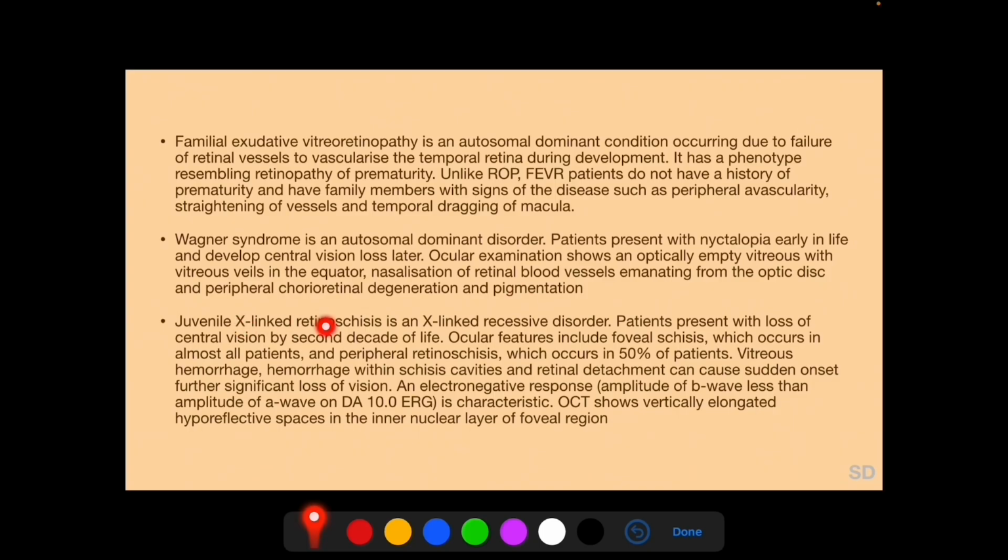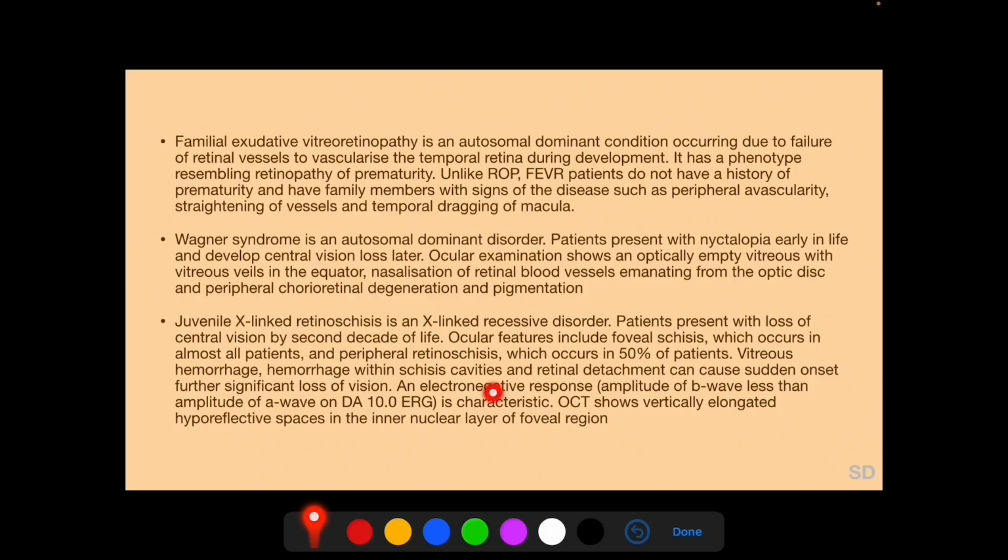Juvenile X-linked retinoschisis is an X-linked recessive disorder in which patients present with loss of central vision by the second decade of life. Ocular features include foveal schisis, which occurs in almost all patients, and peripheral retinoschisis, which occurs in only 50% of patients. Vitreous hemorrhage, hemorrhage within schisis cavities, and retinal detachment can cause sudden onset further significant loss of vision.